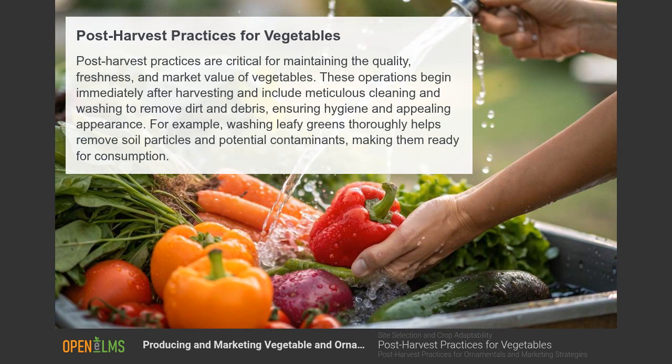Post-harvest practices for vegetables. Post-harvest practices are critical for maintaining the quality, freshness, and market value of vegetables. These operations begin immediately after harvesting and include meticulous cleaning and washing to remove dirt and debris, ensuring hygiene and appealing appearance. For example, washing leafy greens thoroughly helps remove soil particles and potential contaminants, making them ready for consumption.